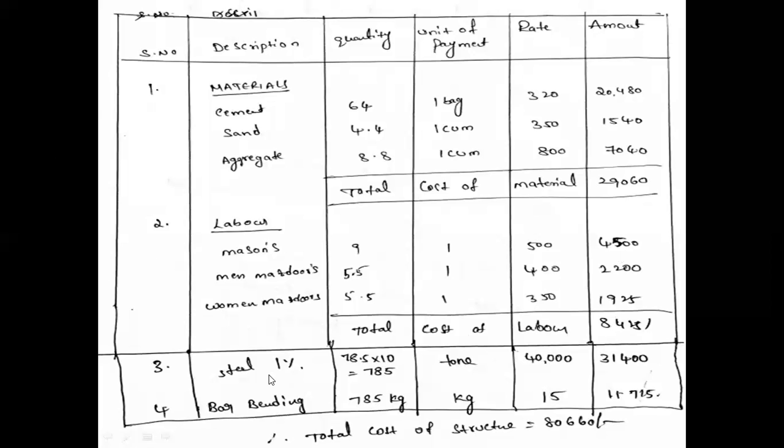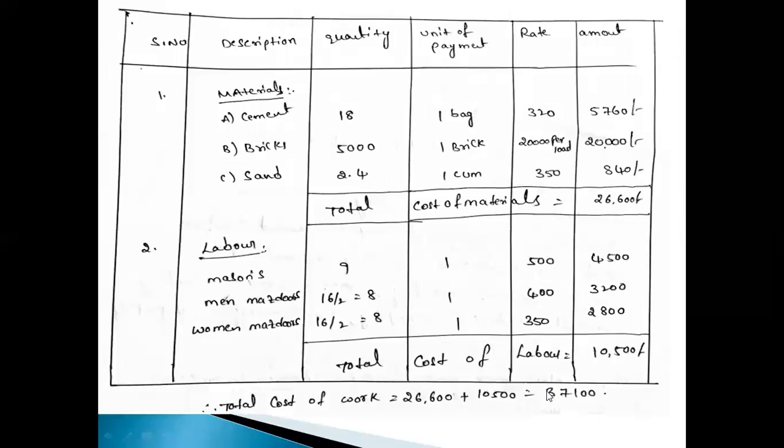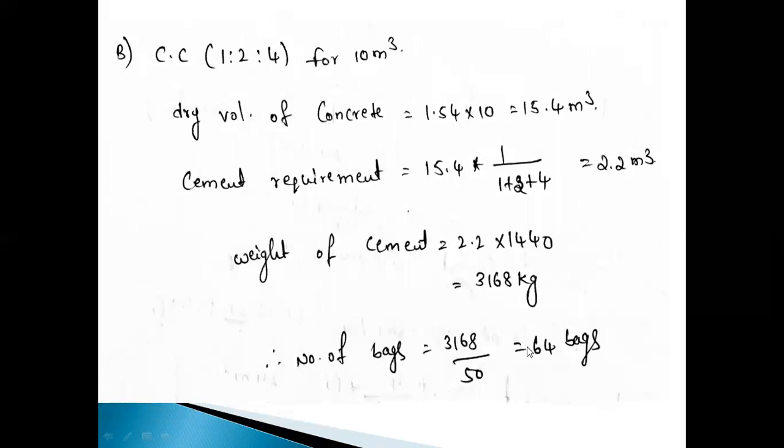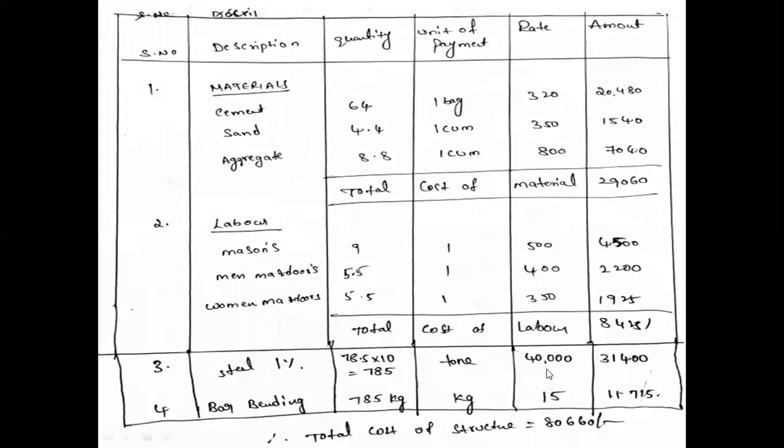Next one, serial number 3, description: steel per 1 percentage. Unit weight of the steel is 78.5 into 10 cubic meters, that is equal to 785. It is the unit of payment per ton. Rate is 40,000 rupees in given data. So here the steel is 40,000 rupees per ton and bar bending is 15 rupees. So ton 40,000, but here not in ton, only 785 kgs into this value.